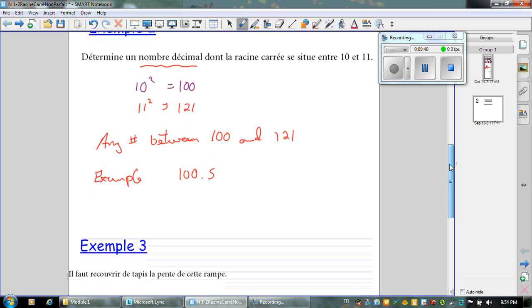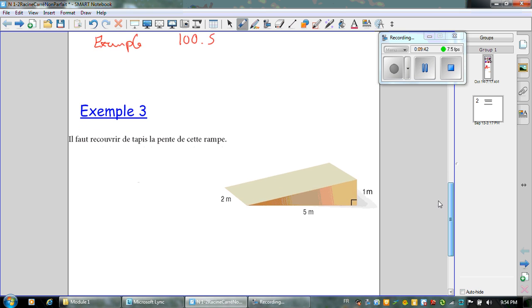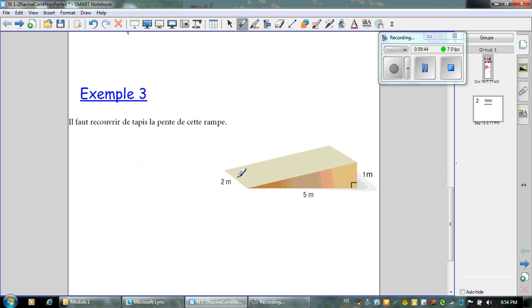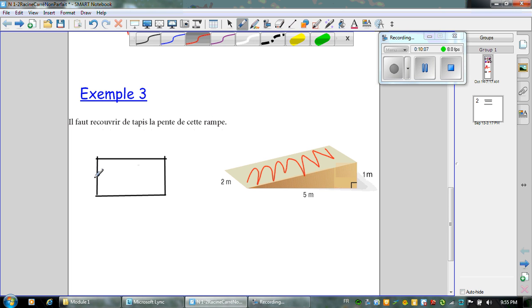All right, so the final example is a problem where we have to cover this ramp, the surface area here, with a carpet. So this is a rectangle. If I were to draw this rectangle two-dimensionally, it would look something like this. There you go. So I have a height of 2 here, but I'm missing the length.